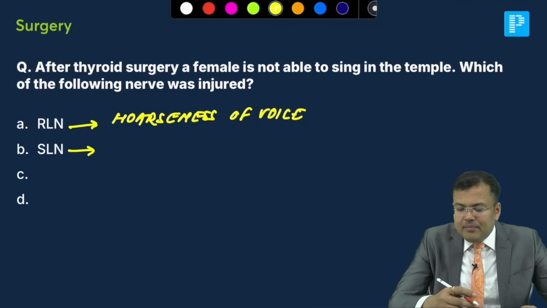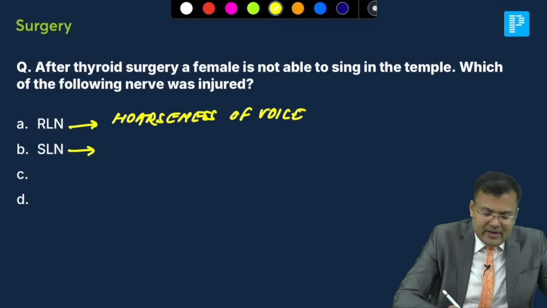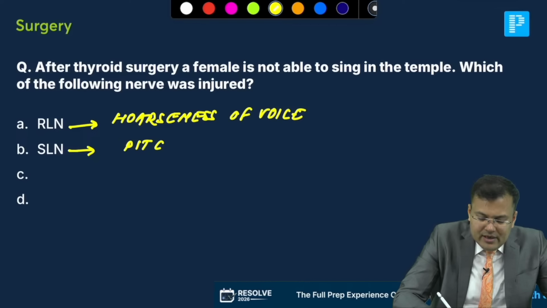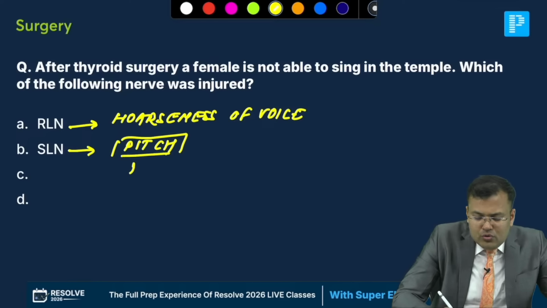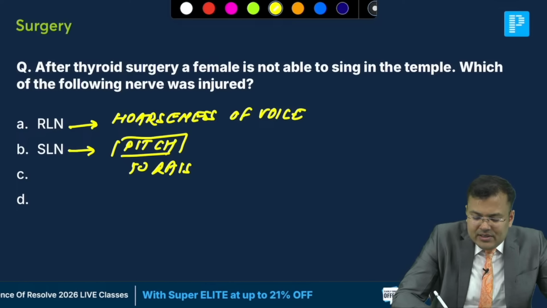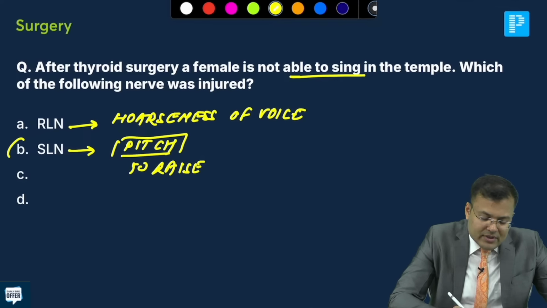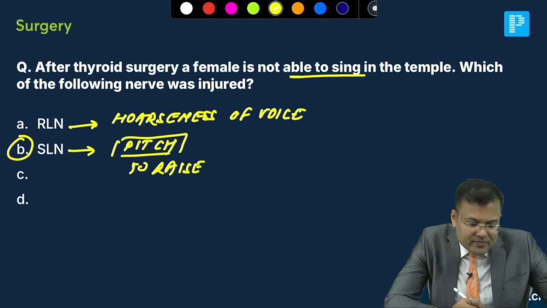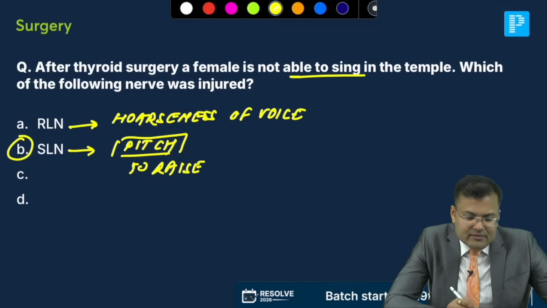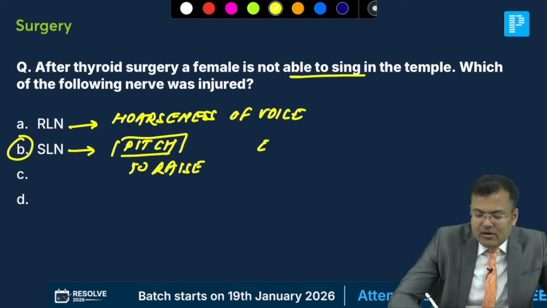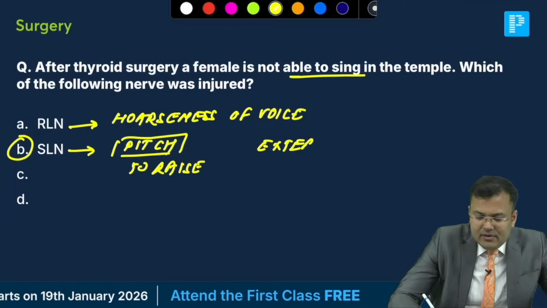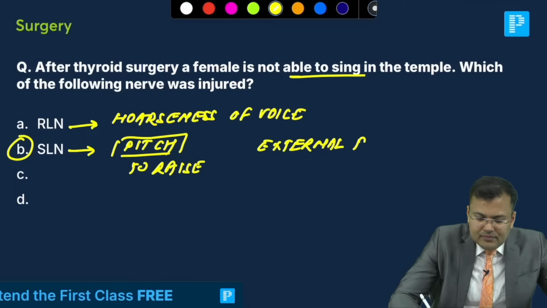And whenever patient has to increase the pitch, here superior laryngeal nerve is required to raise the pitch. So here patient is not able to sing in the temple. So what is the correct answer? Correct answer is superior laryngeal nerve. So it is okay. Correct answer is obviously it is external branch of superior laryngeal nerve.